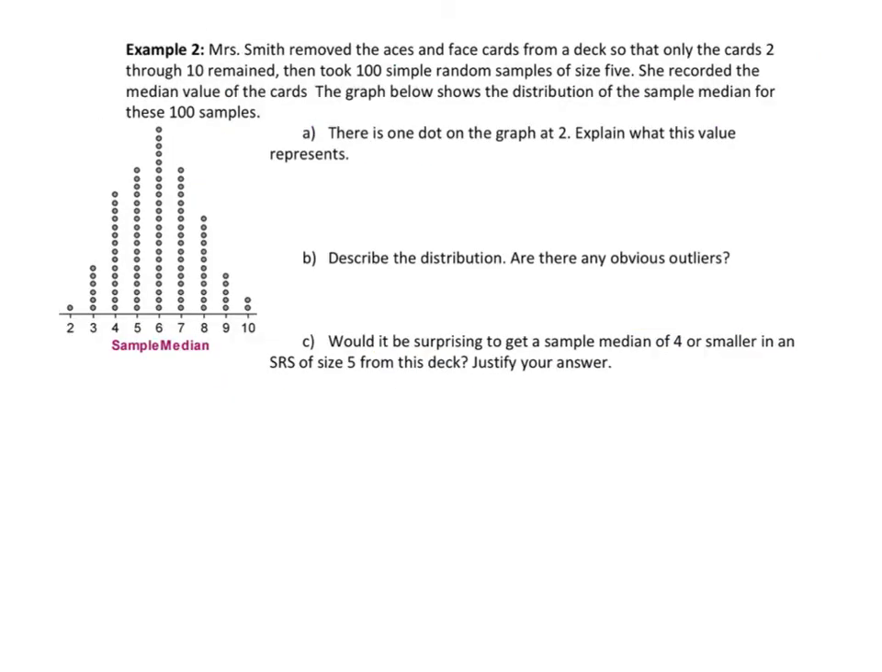So this next example is an example of a sampling distribution. Somebody removed the aces and face cards from a deck of cards so that only cards 2 through 10 remained. Then she drew samples of size 5. With each sample, she recorded the median value of the cards. And she did this 100 times.